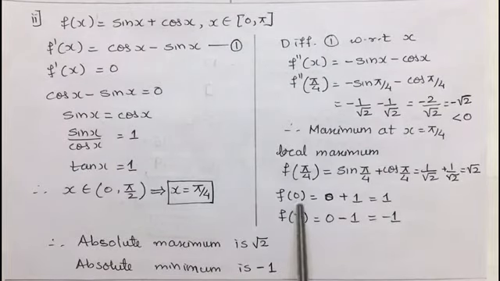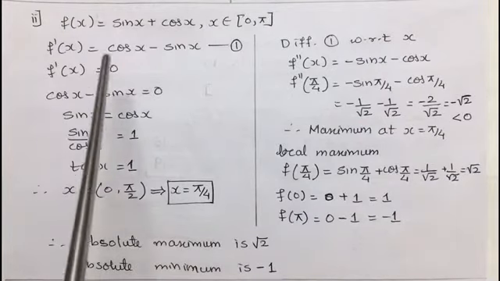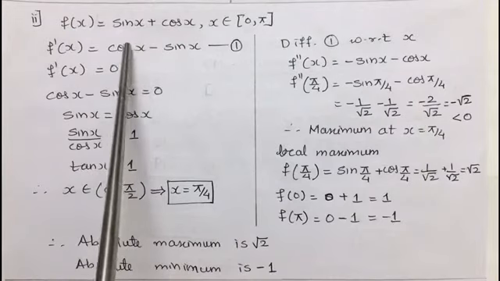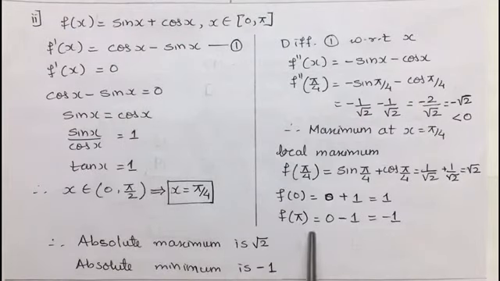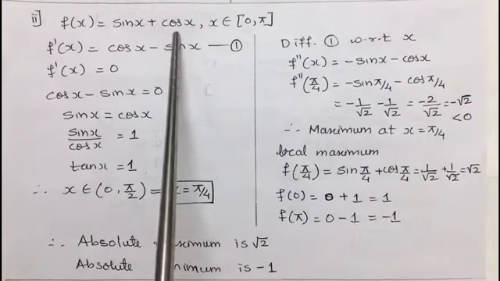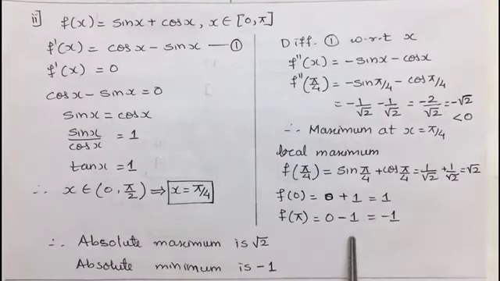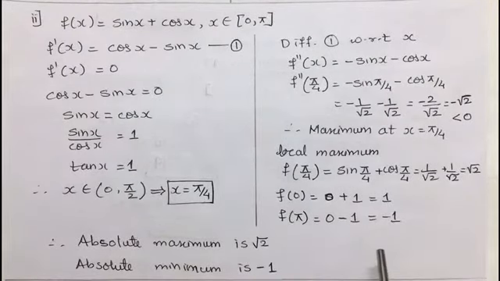So for f of 0 the value is 1. By taking f of pi, that means the value of x as pi, we get sine pi as 0 and cos pi as minus 1. So f of pi is equal to minus 1. Now to get the absolute maximum, we have to compare the values root 2, 1 and minus 1.